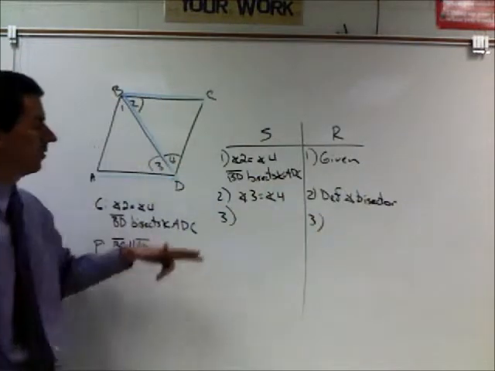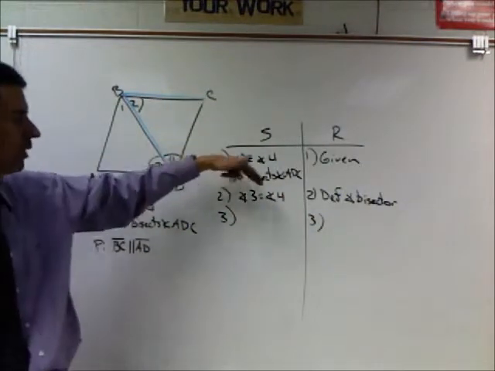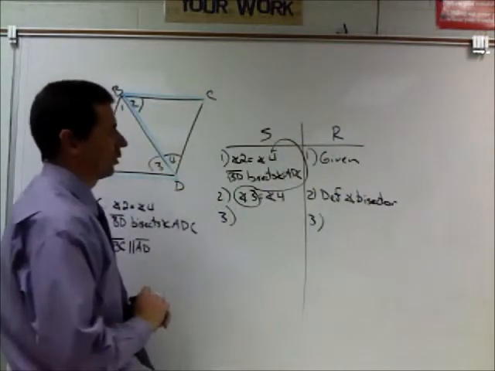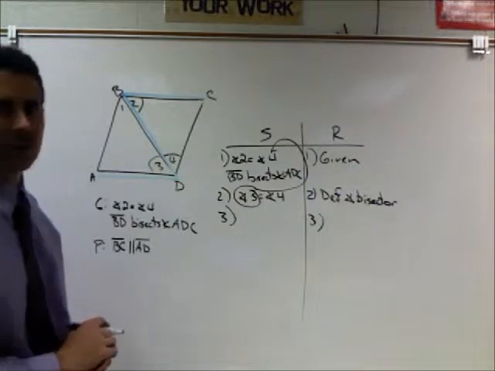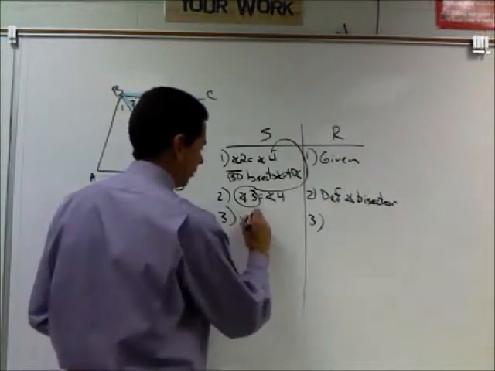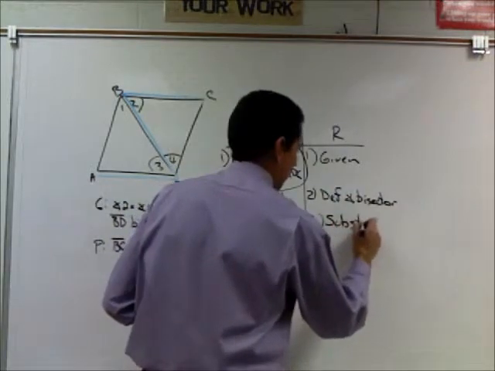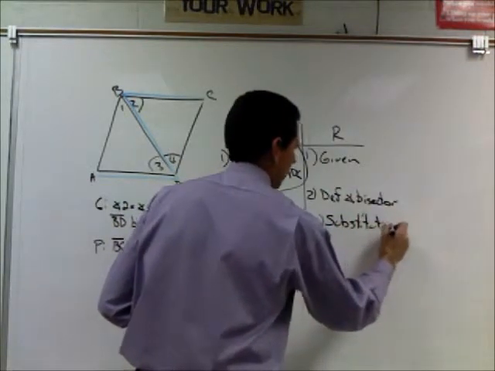Now I go back to the given. I had 2 equals 4. Now I know 3 equals 4. I can substitute angle 3 in place of angle 4 in that equation. So now that's going to give me angle 2 equals angle 3. What did we just do? Substitution.